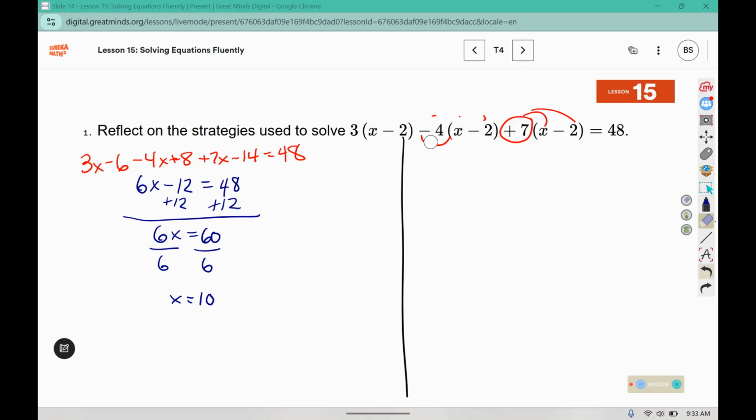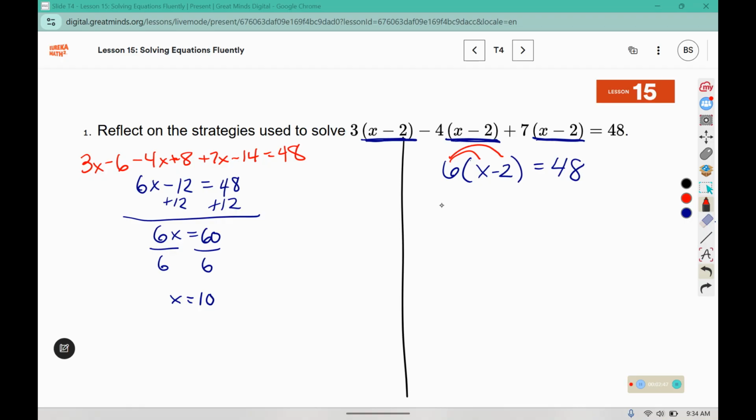So in that first method, we distributed first, then combined our like terms. In this one, we're going to do it the opposite way. We can think of these all as like terms because these sets of parentheses are identical. So I have 3 sets, minus 4 sets would give me negative 1 set, plus 7 would give me 6 sets of x minus 2. Now the reason that this works is because they are all perfectly identical to each other. So instead of combining our like terms second, we did it first, and instead of distributing first, we're going to do that part second.